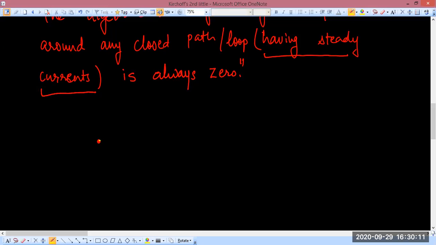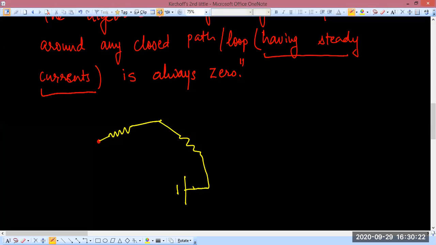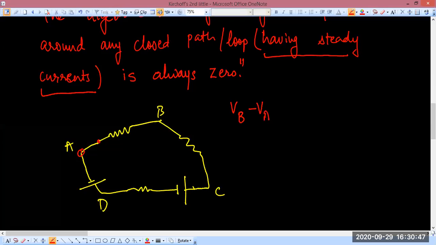Think of some circuit, right? Let's say like this, having maybe 1 or 2 batteries, it doesn't matter how many, this is just for explanation. Let's say something like this, okay, weird shape, A, B, C, D, like that. Let's say you start at A, so you go from A to B, so the potential difference going from A to B is VB minus VA. Agreed? We are going from A to B.